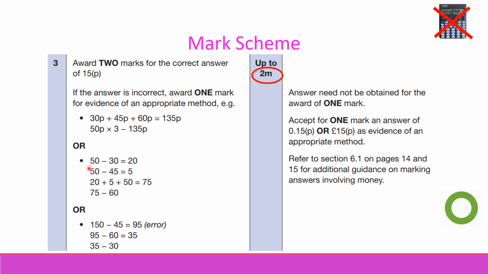Or you could have done 50 take away 30 is 20. 50 take away 45 is 5. And then 20 plus 5 plus 50 is 75. 75 take away 60 is an alternative method to get the answer of 15 pence. Or we could have done 150 take away 45, which gives you 95. An error is allowed here, so if you've made a mistake doing 150 take away 45 to give you 95, then take away the 60, then take away the 30, again we will end up with the answer of 15 pence.